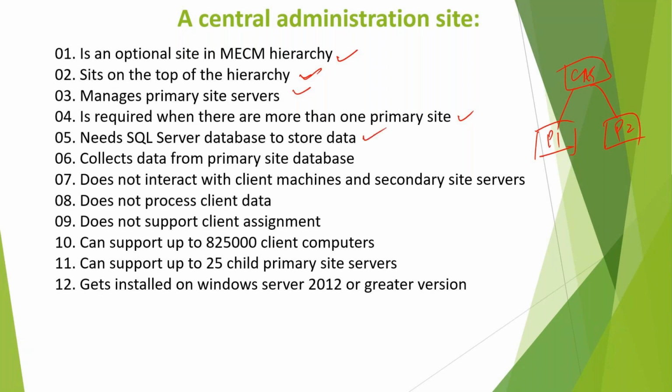So the central administration site needs a database to store the data. Now, from where will it collect the data? It will collect data from the primary site database. So the primary site will also have a database, right? Each primary will have a database like this. Now, central is going to collect data from primary like this. So the primary sites are going to replicate the data to the central database. So it collects data from the primary site database.